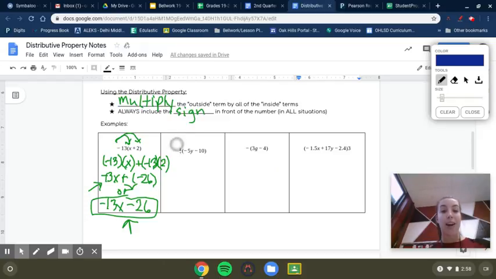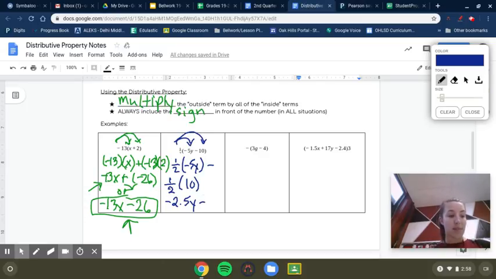Okay, then we're going to move on to the next one. The next one has a fraction in front, so I'm going to have to multiply the fraction to everything. So I'm going to do 1/2 times my negative 5y minus my 1/2 times my 10. When I do this, 1/2 times negative 5y is going to give me negative 2.5y. Or if you want, you could say negative 2.5y minus 1/2 times 10, which is just half of 10, which is just 5.